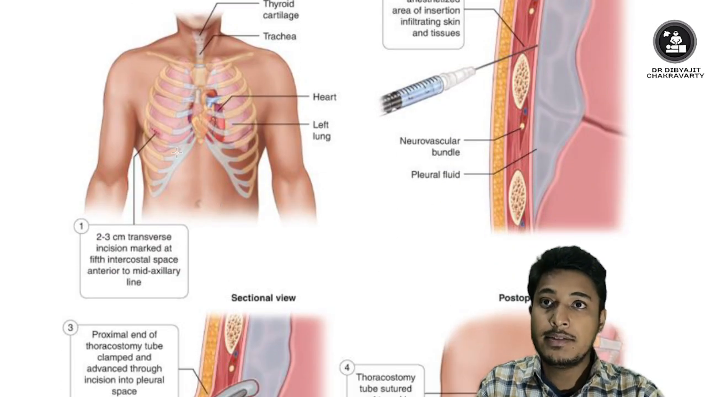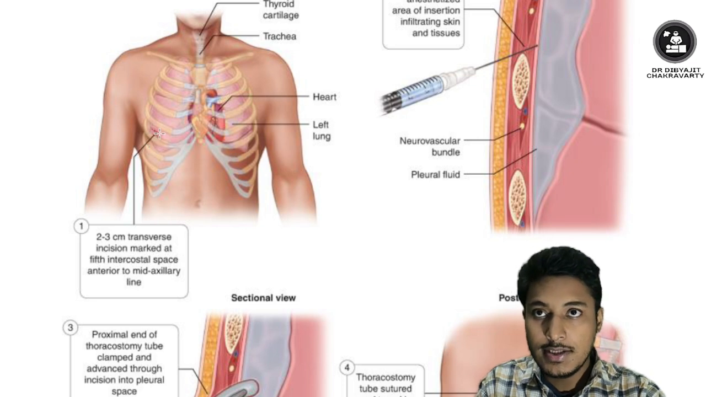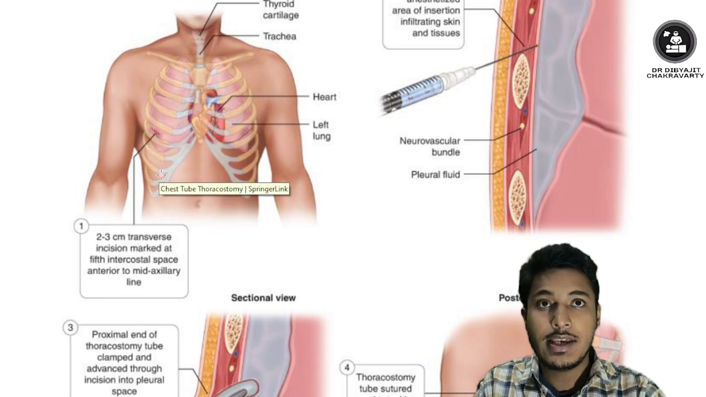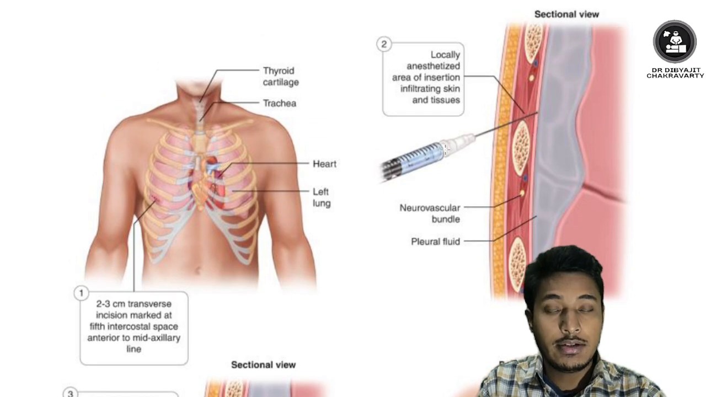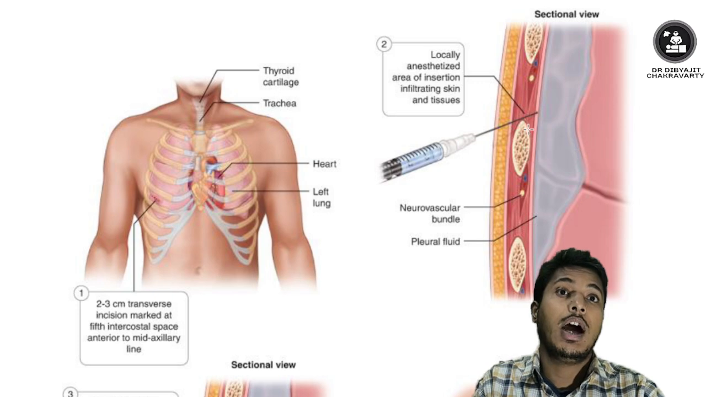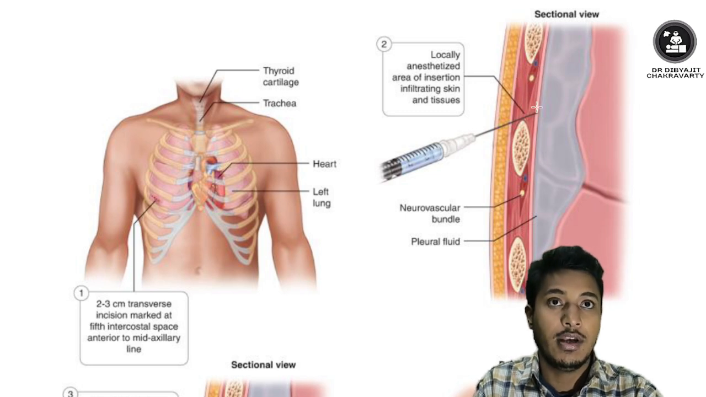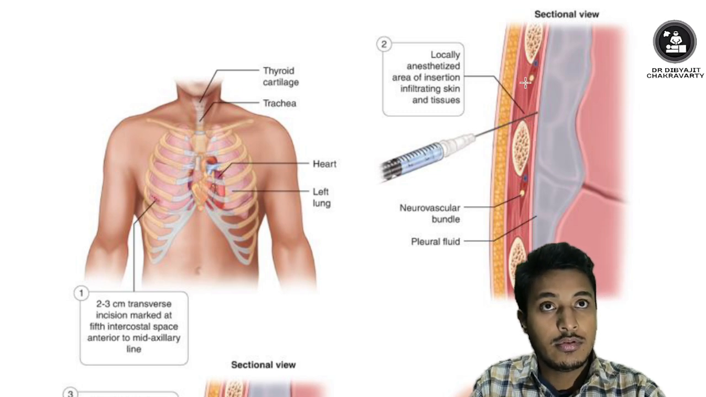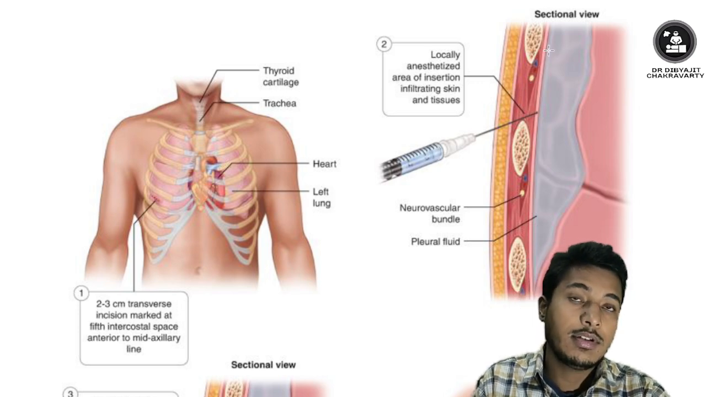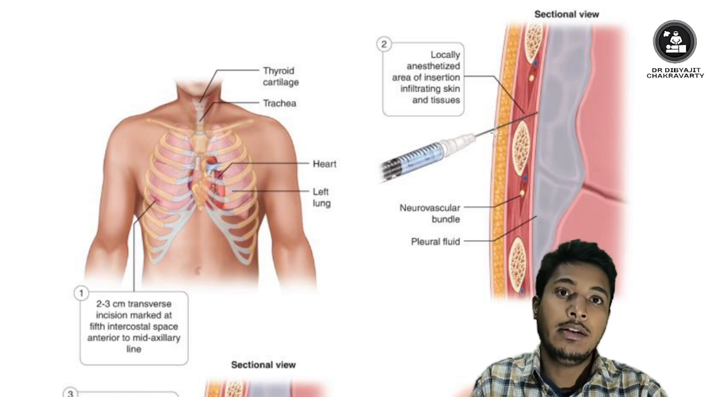First, we have to mark the place. This is the place in the triangle of safety, and we have to mark a linear 2 to 3 centimeter incision site. In that site, we have to infiltrate local anesthesia. The direction and the position of the insertion of the syringe as well as the chest tube is the upper border of the lower rib of that particular intercostal space. We should avoid going through the upper side because the neurovascular bundle is present in the lower part of the upper rib in that particular intercostal space.